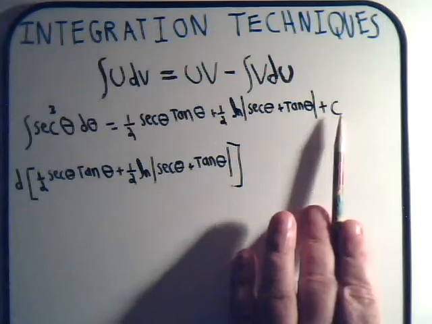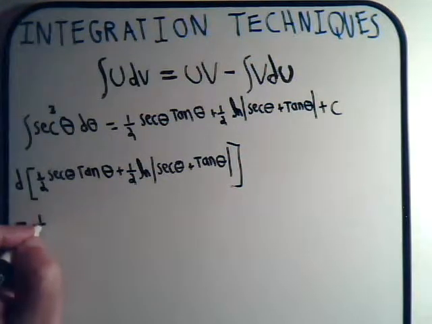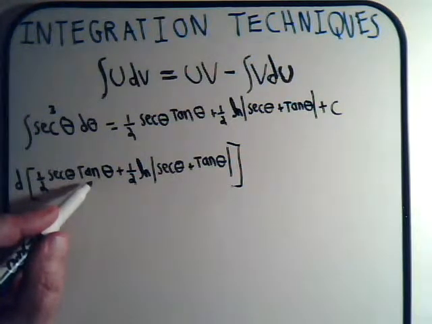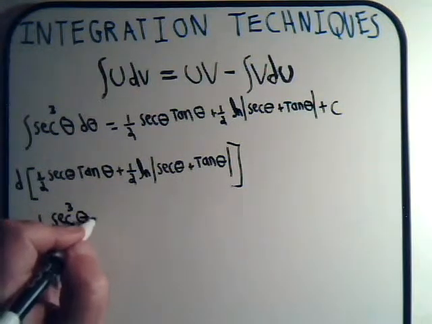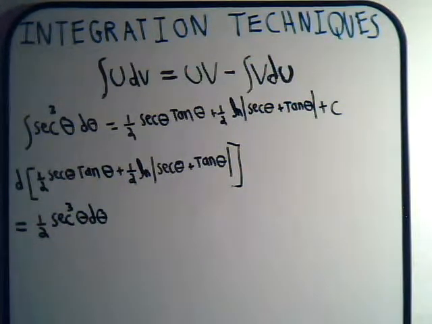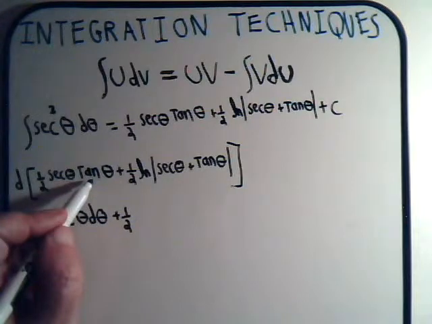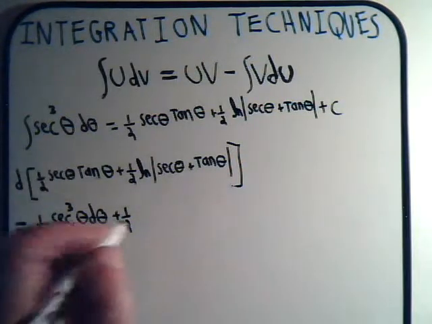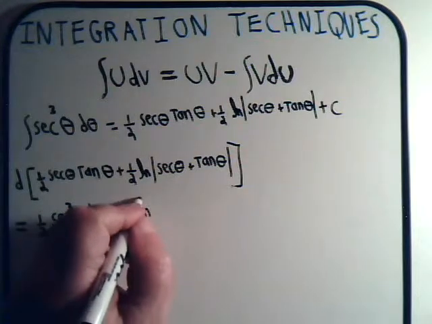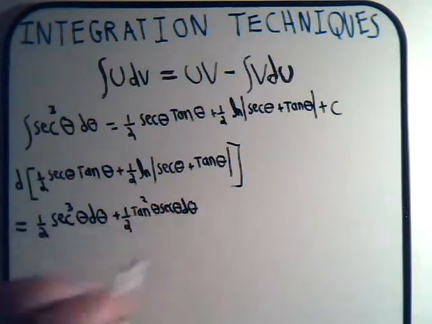Here we have the differential. This is going to be 0, of course. And let's see what we have. This would equal 1/2 the secant of theta times the derivative of this, which is a secant squared of theta. So right off the bat, we have a secant cubed theta d theta term multiplied by 1/2, plus 1/2 this times the derivative of this, which we just did. So now we have this times the derivative of this. And this is the secant of theta times the tangent of theta. So we have the tangent squared theta, secant theta d theta.